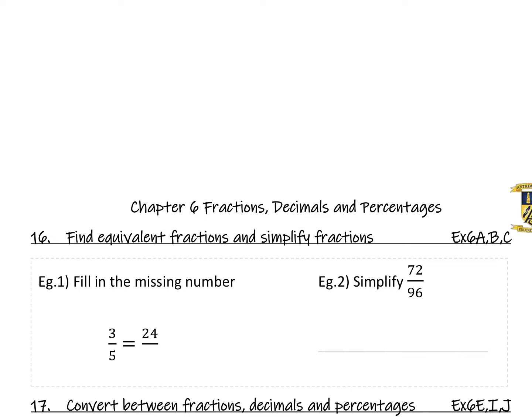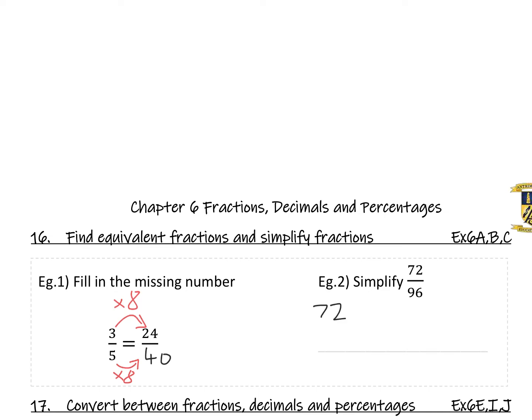Example 1, we have to fill in the missing number. The 3 in the numerator goes to 24, so it's been multiplied by 8. And if we're going to write an equivalent fraction, we have to multiply the denominator by 8 as well. So 5 times 8 gives us 40.